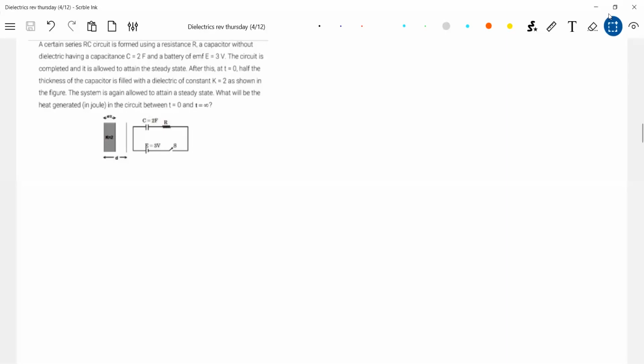Okay, read the question. It's an RC circuit that is filling up, or removing. This is filling up the capacitance. Half of the volume is filled by this particular dielectric slab. Then it is asking what will be the heat generated in this circuit.